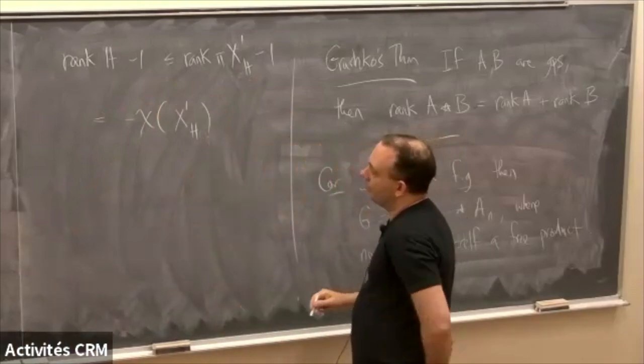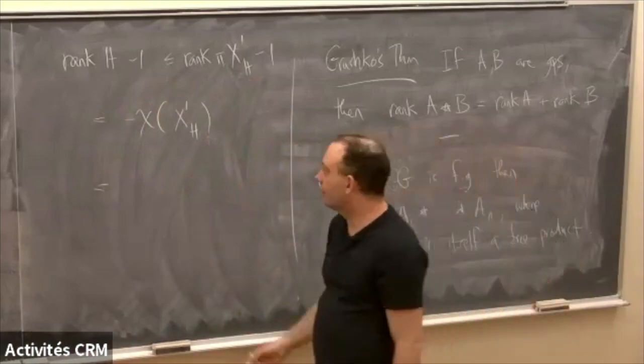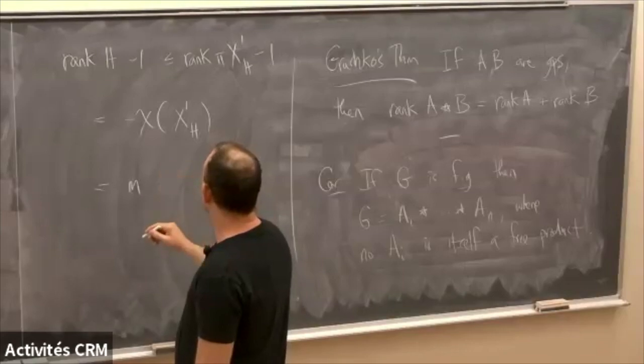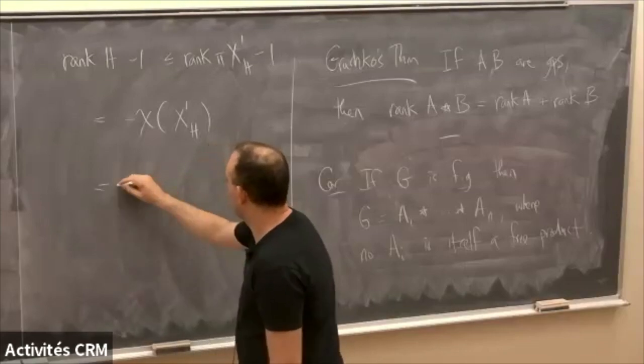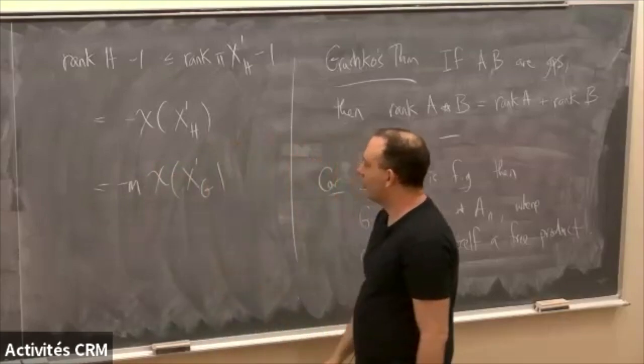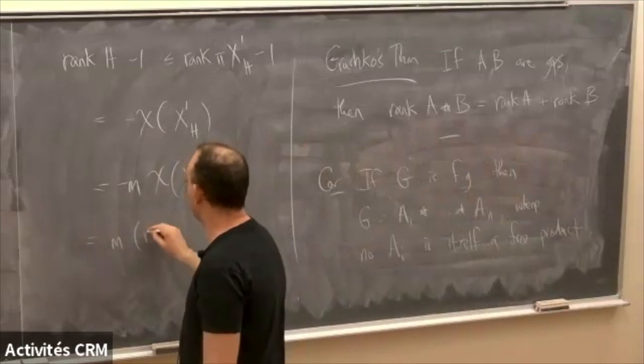Okay, and then we know how Euler characteristic changes under covers; it multiplies, and so then you get m times the Euler characteristic of the one skeleton of X_G, and that's exactly m times rank G minus 1.